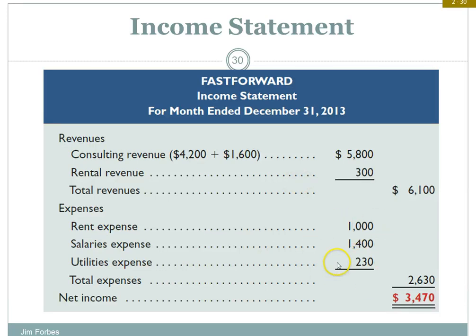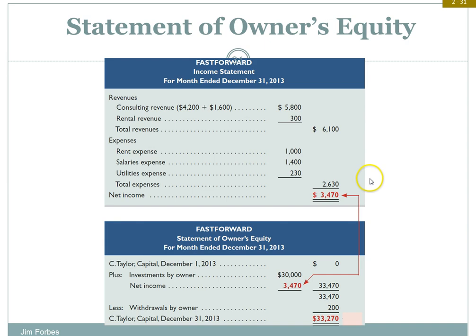Then they list their expenses, and then they subtract the total expenses from the total revenues to get the net income. This number then becomes important, because we transfer that net income to the statement of owner's equity. Now we have this owner's equity account, and we invested $30,000, but now we have to add the net income for that period of time to the equity account.